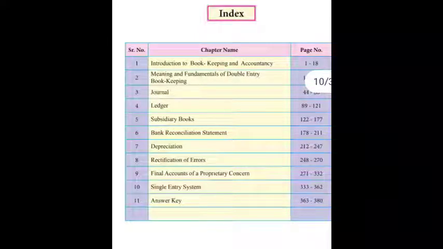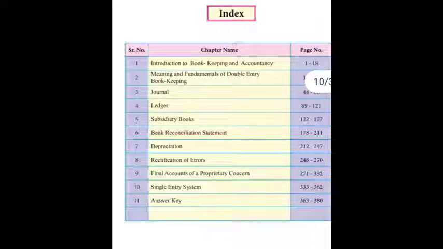Then after that, the next chapter is ledger. In this chapter we are going to see how the journals are posted into the ledger account. The next chapter is subsidiary books. In these books we have to see the purchase book, purchase return book, sales return book and different books.